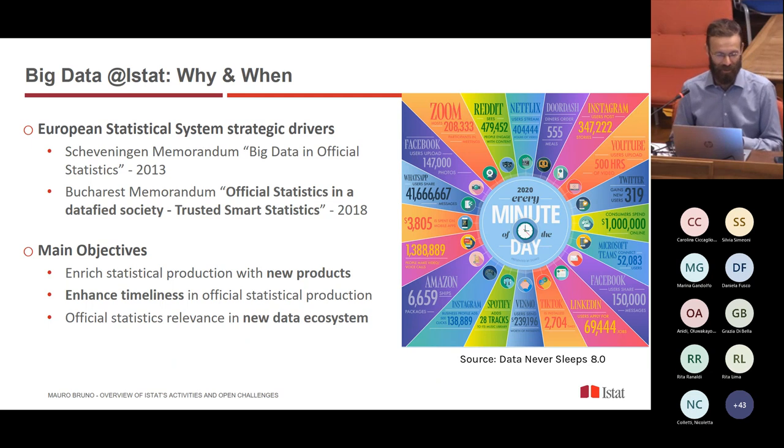I think that you are all aware of a bit of the story of big data in the European statistical system. We started with the Scheveningen memorandum back in 2013, nearly 10 years ago, a huge amount of time. And in that period, we started studying big data sources, trying to apply big data sources in official statistics, but it was a long way still to go. Then in 2018, we have the Bucharest memorandum, and we start talking about trusted smart statistics. So there are some keywords presented this morning.